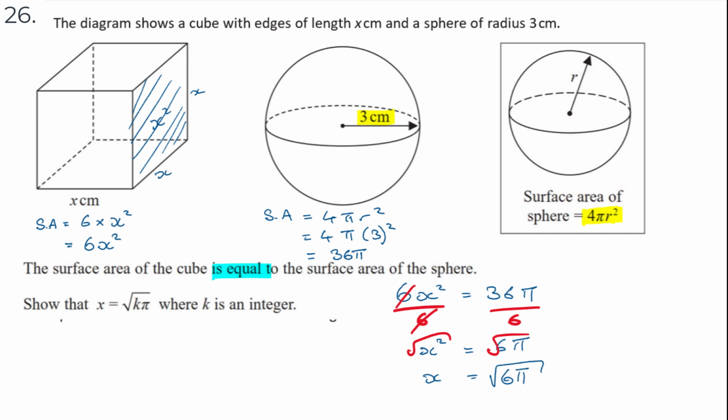And that's it, look, so it's in the right form. X equals the square root of some constant times pi. So my constant is 6, isn't it? So k is 6. Okay, all good. Not so hard. It looked horrible to start with, but actually it wasn't too bad.